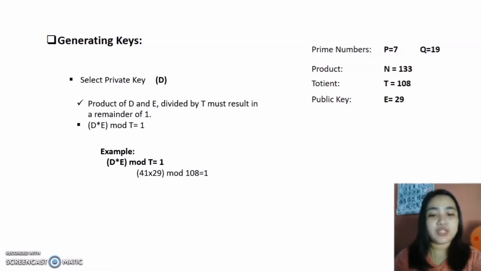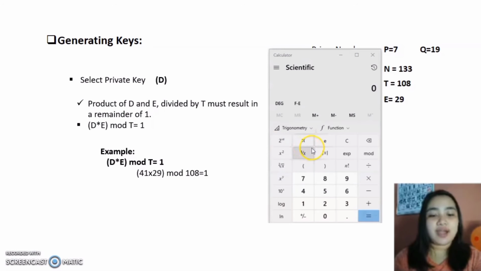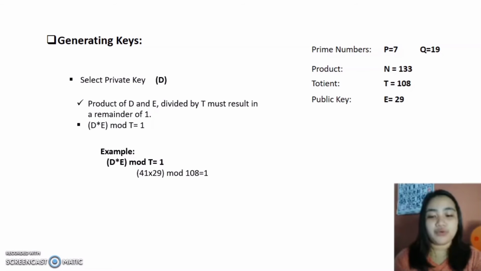So in here, let's try our private key as 41 and multiply it by our public key, which is 29, and mod it by our totient, which is 108, and we get the result of 1. So 41 meets the condition. So our private key is 41. Now we already have our private key.